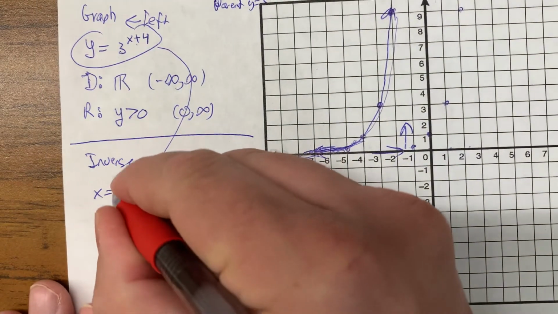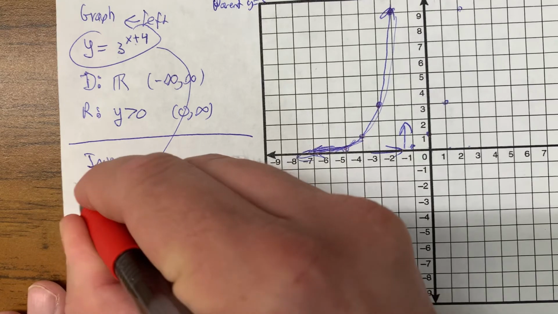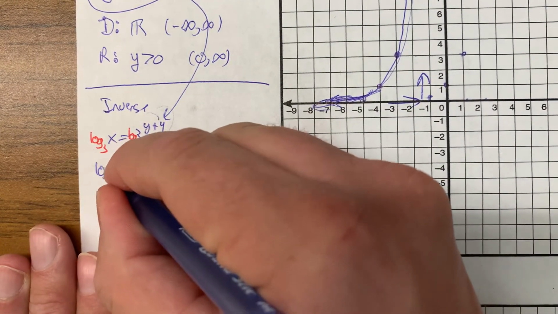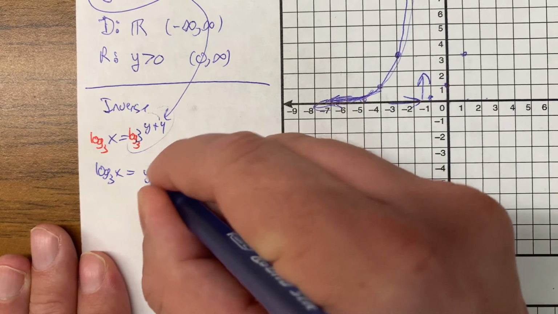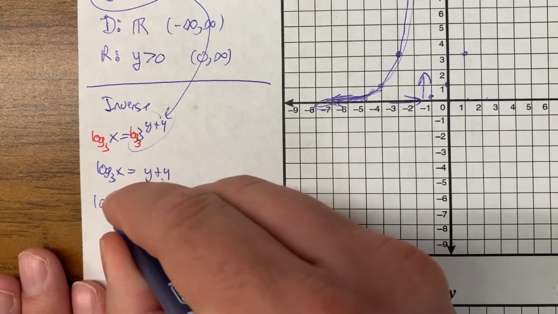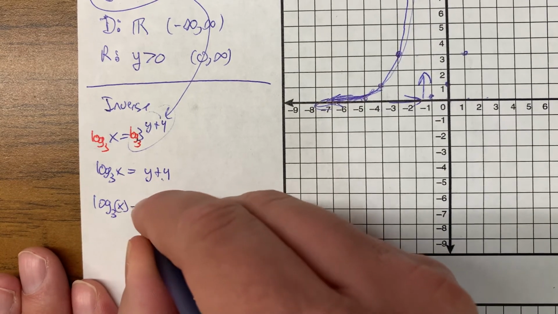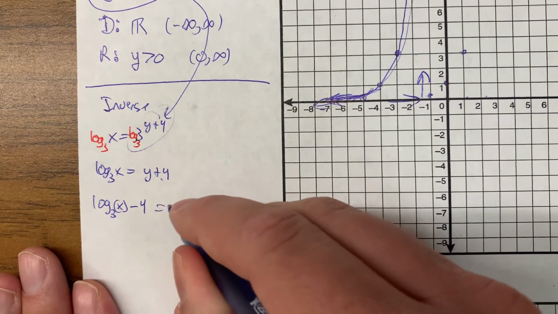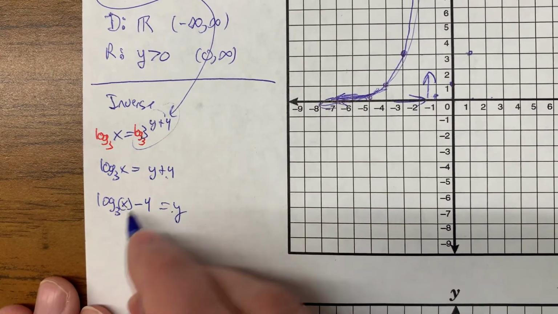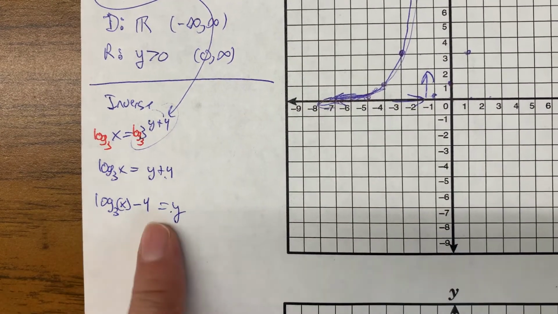So we're just going to do log base 3 on both sides. And so we've got log base 3 of x equals y plus 4. We're going to subtract 4 on both sides. Be a little careful here to make sure you close the log to make it clear that the minus 4 isn't inside. And here's our function, y equals log base 3 of x minus 4. Go ahead and graph this.